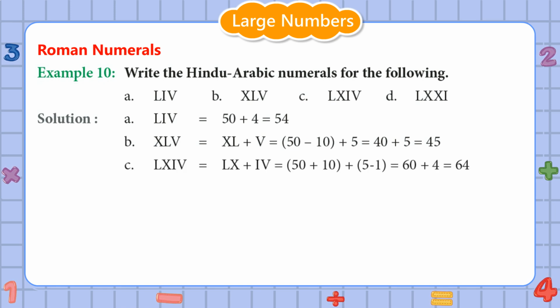C. LXIV is equal to LX plus IV is equal to 50 plus 10 plus 5 minus 1 is equal to 60 plus 4 is equal to 64. D. LXXI is equal to LXX plus I is equal to 50 plus 10 plus 10 plus 1 is equal to 70 plus 1 is equal to 71.